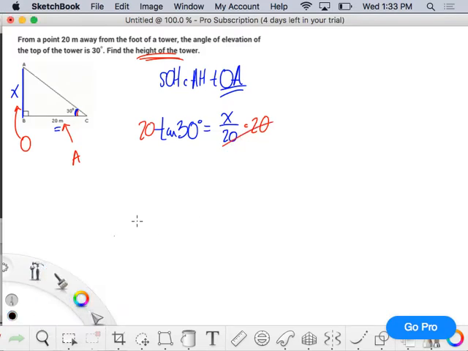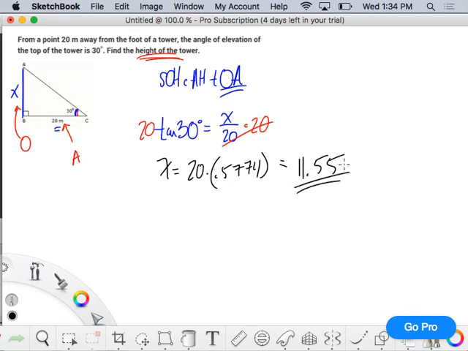And I end up with x equals 20 times the tangent of 30 degrees. And the tangent of 30 degrees is radical 3, which in decimal form, sorry, not radical 3, radical 3 over 3. Tangent of 30 degrees is 0.577. Keep that in my calculator, multiply it by 20, and I get 11.55.